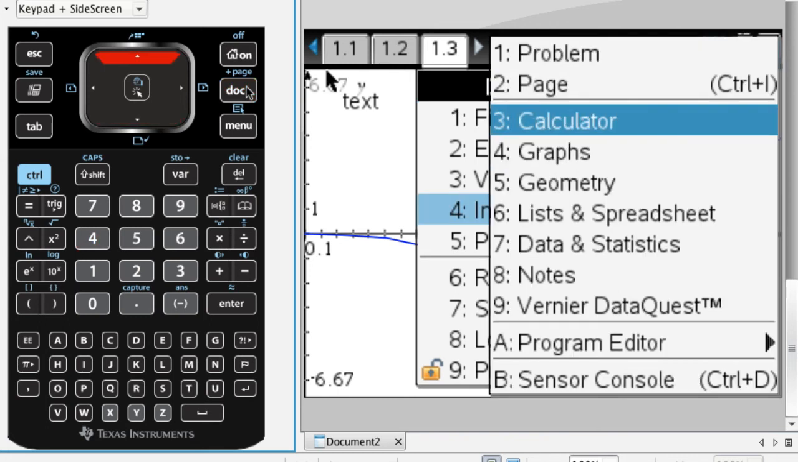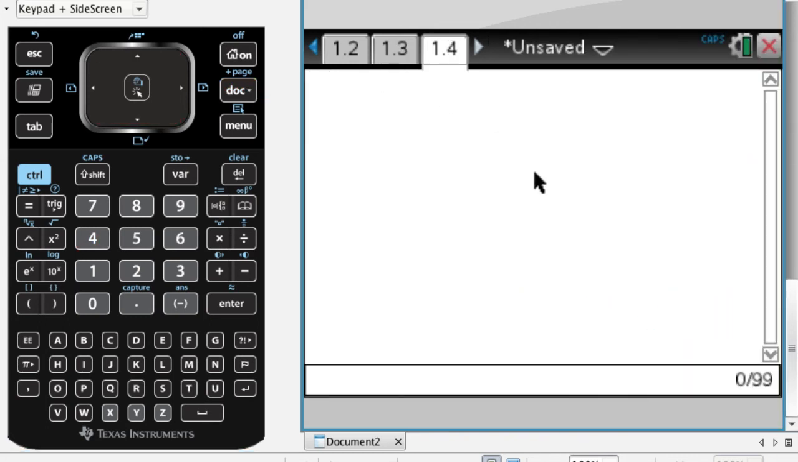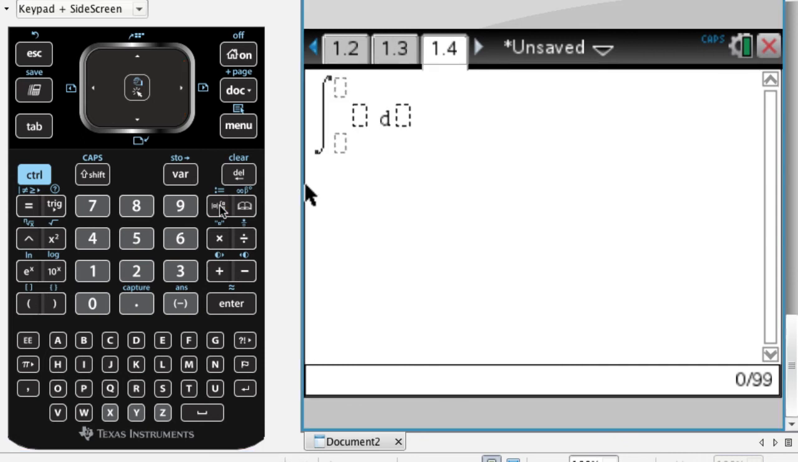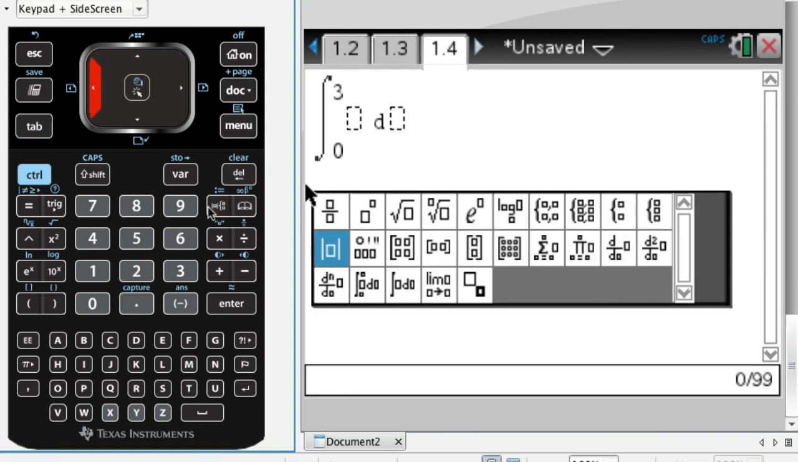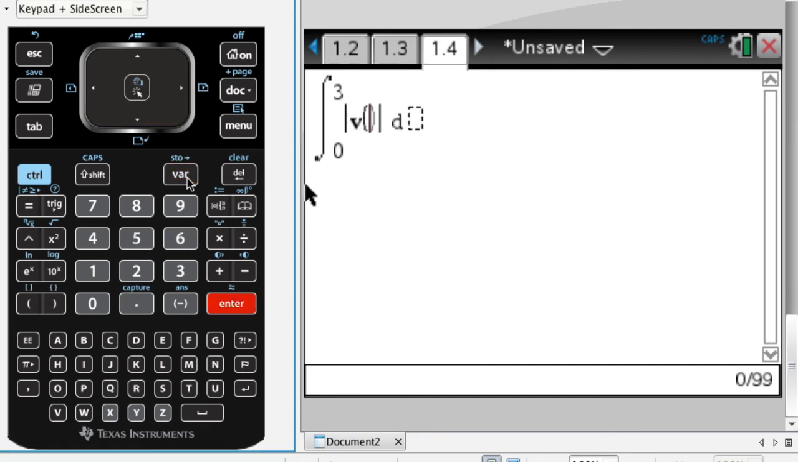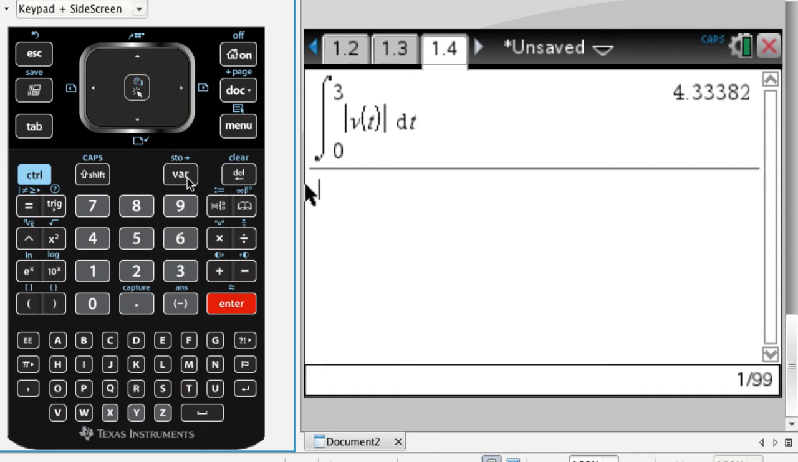Insert a calculator page. So I want total distance traveled, and that I know is the integral from 0 to 3 of the absolute value of v of t. So that's a template. It's in the second row in the first column. With respect to t, and there you go, 4.334 would be the total distance traveled. And that's really all the work I would do.